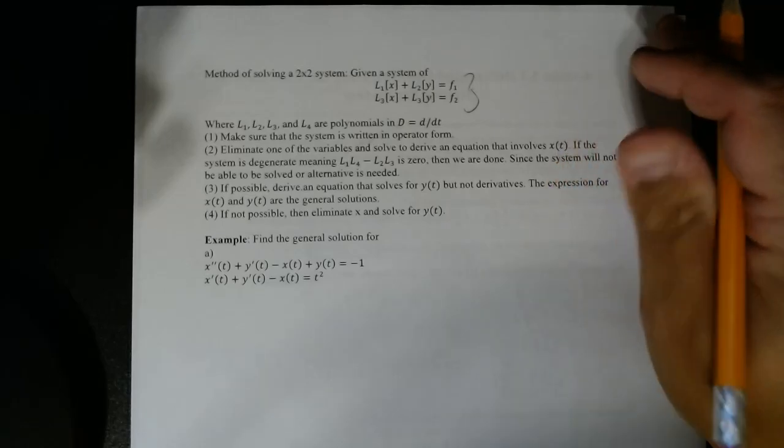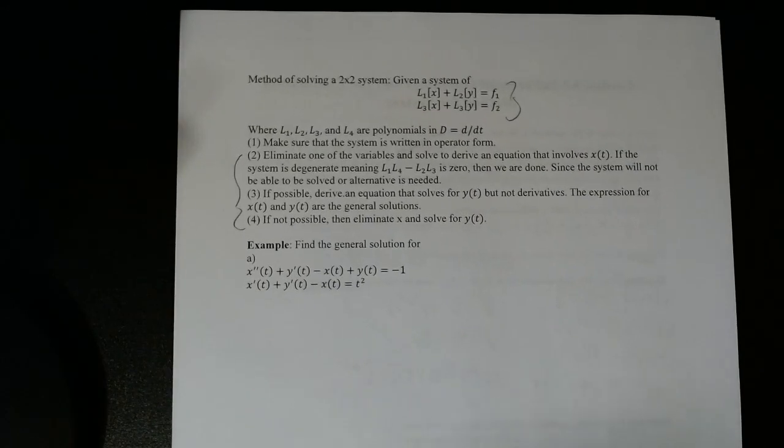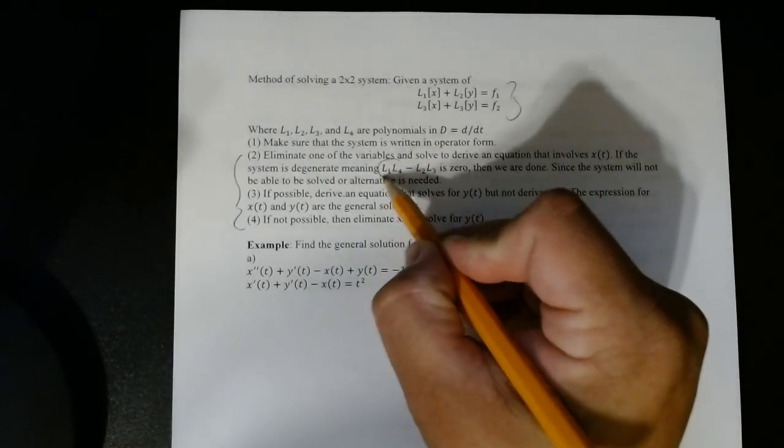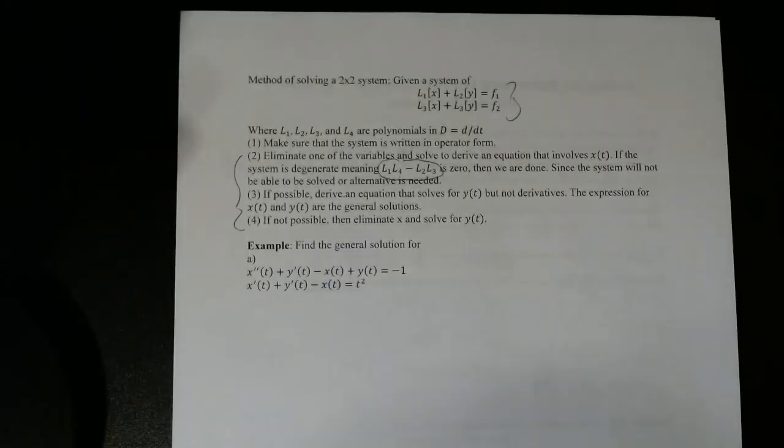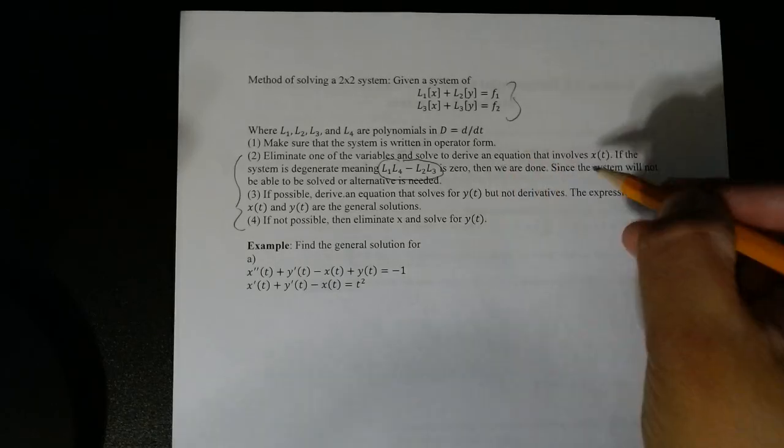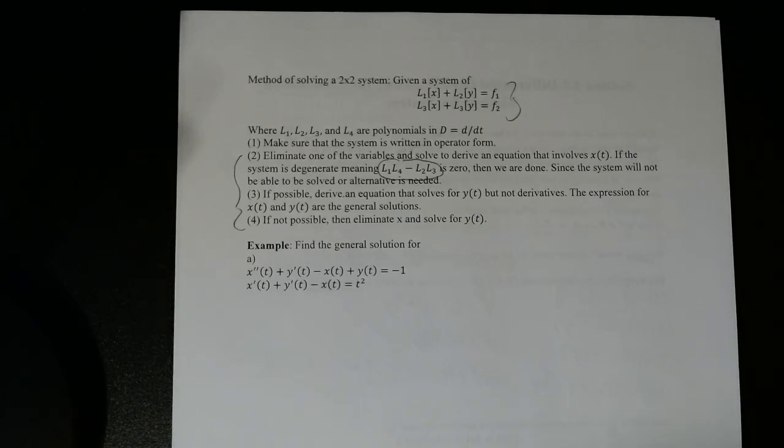Okay. Now, this is where it gets a little bit more complicated, from 2 all the way down to 4. Step 2 says, eliminate one of the variables and solve to derive an equation involving x. If the system is degenerate, meaning it's 0, and I'll talk about this in a little bit, then we are done, since the system will not be able to be solved and an alternate form is needed. In our case, that's probably not going to be the case because we're learning this, right? So a lot of times it's not going to be 0, which is the best part.